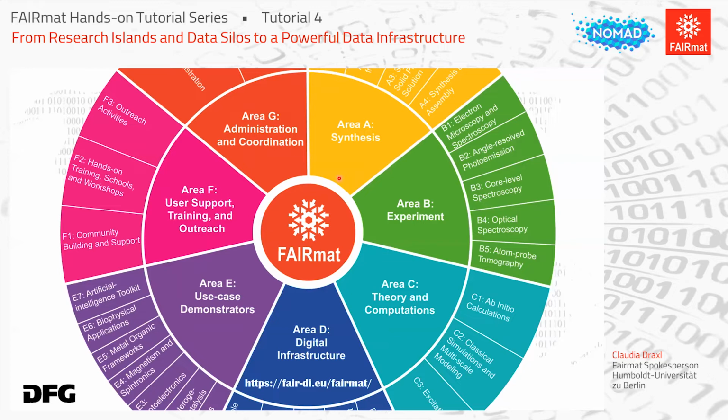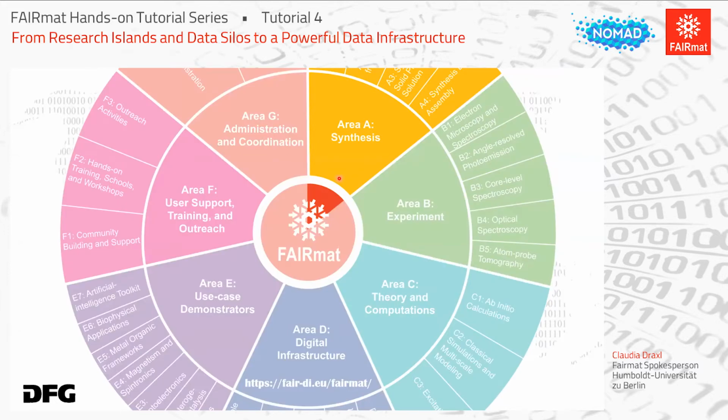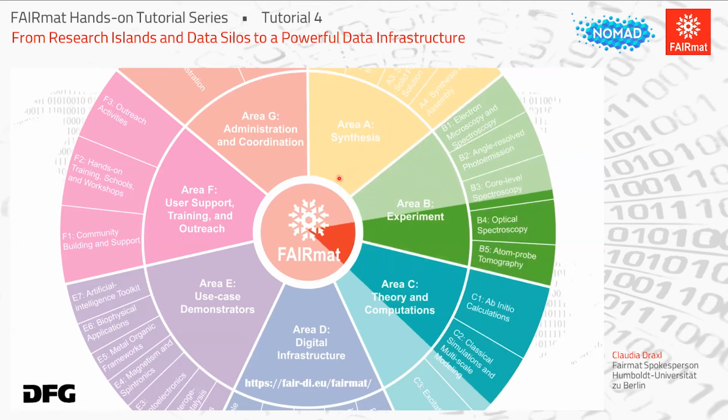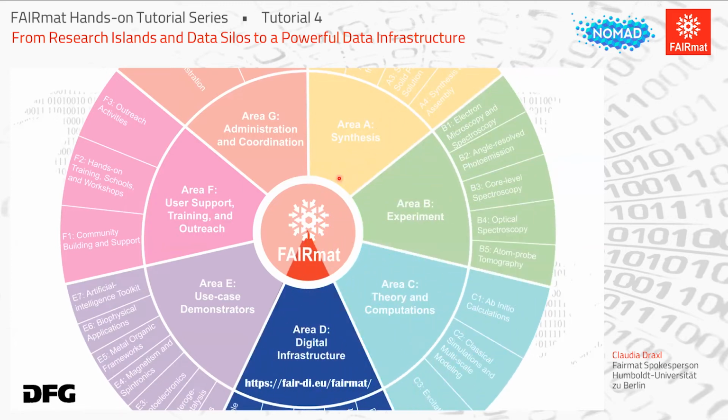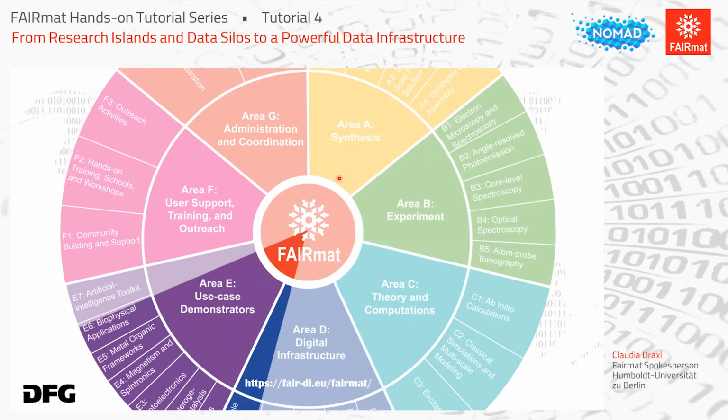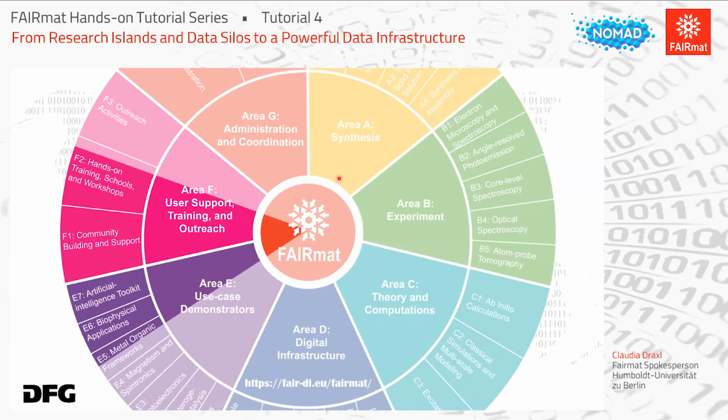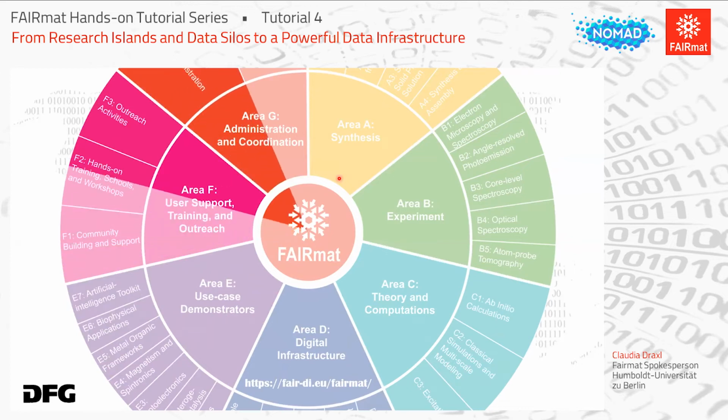So how do we tackle all these things at FAIRmat? Now, you see from this very colorful circle here that we have divided our research and data infrastructure initiative into different areas. One of them is synthesis, another one experiment, the third one is theory. For all this, we build a data infrastructure. We probe them in terms of use cases. We reach out to the community, and of course, we also have to administrate the project.